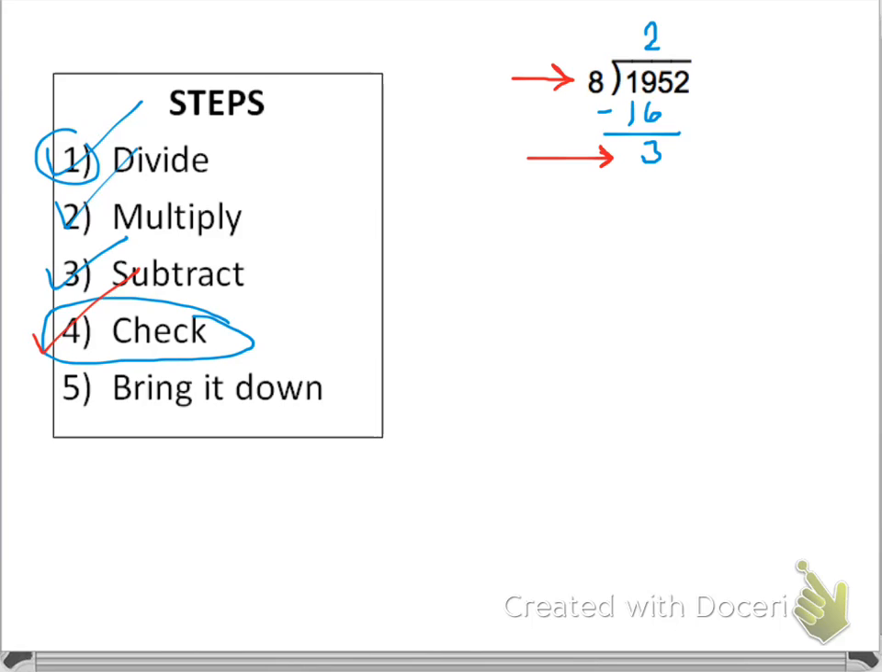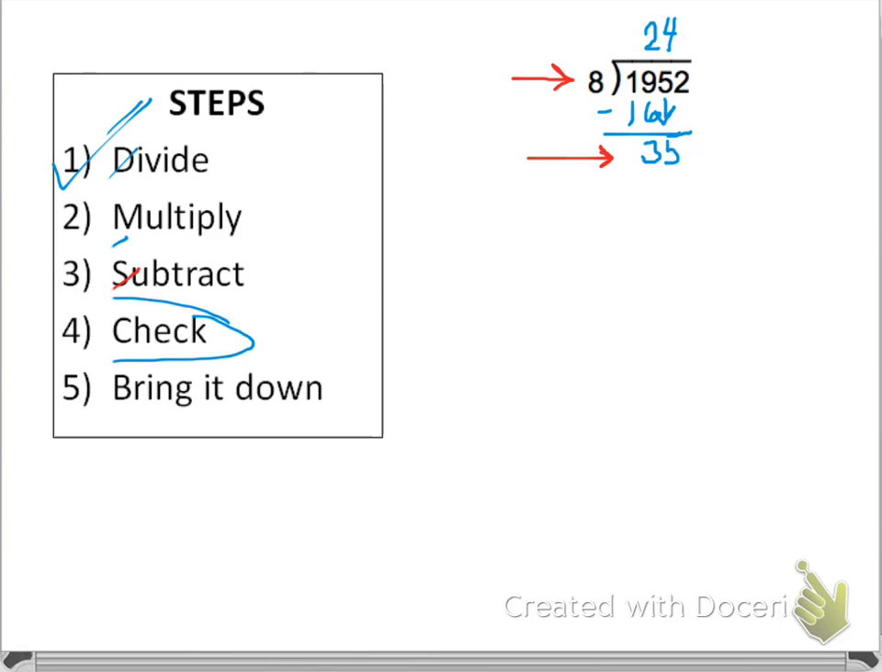Now, we're done the check, now we bring it down. So we're going to bring down the next digit. So we have our 5. And then we do the whole thing again. So we are going to divide 35 by 8. 8 goes into 35 4 times. So we've done the division.